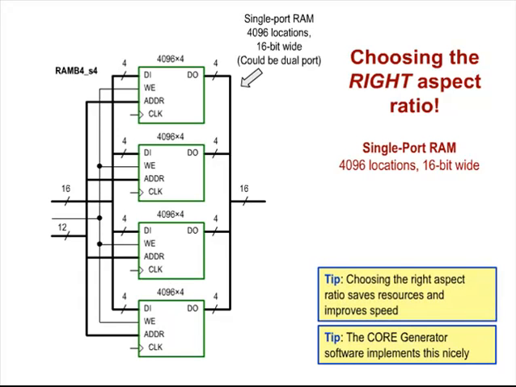Likewise, it's always useful to use spare block RAMs for something, especially if it saves LUTs and improves the speed of your design. The dual port functionality is also a terrific way to access the spare capacity of a block RAM used as a single port memory.